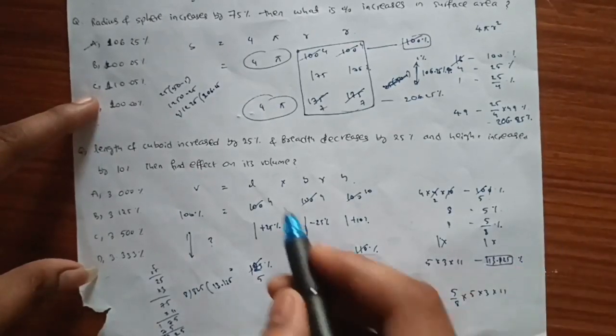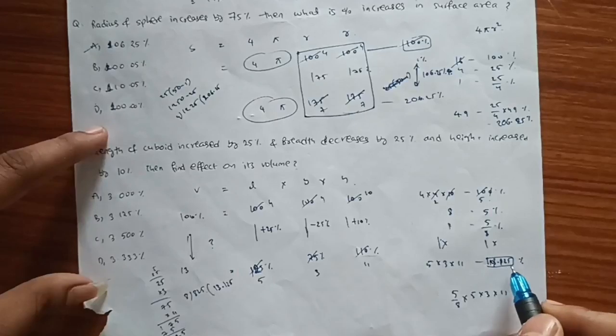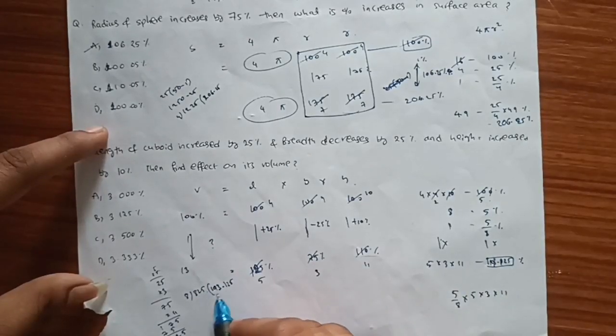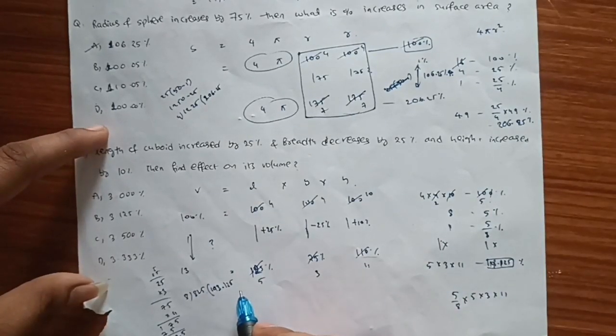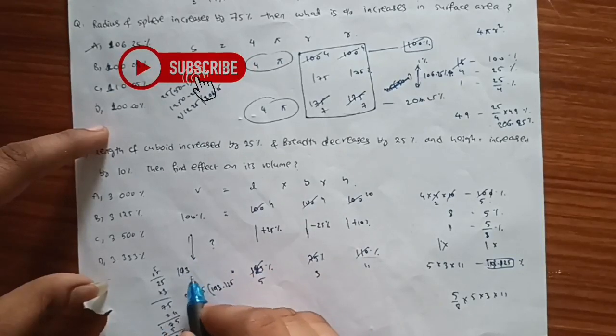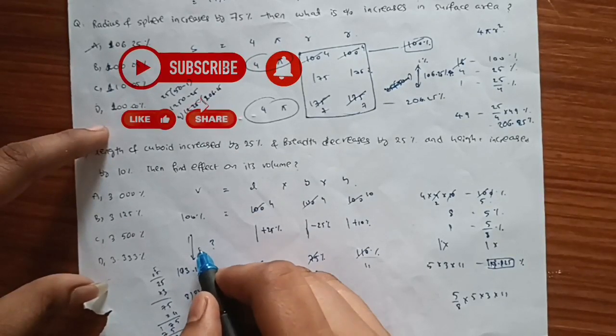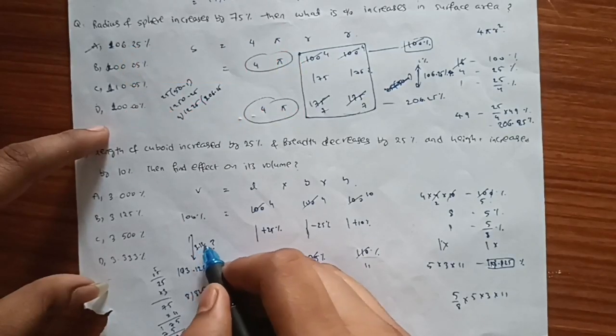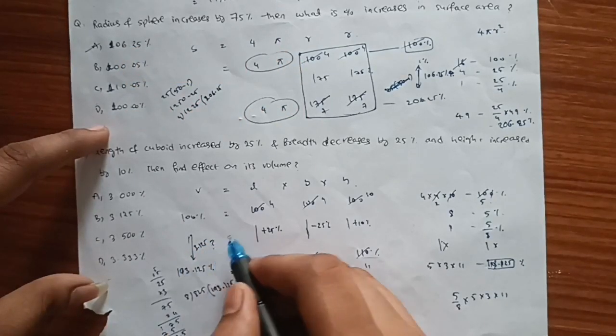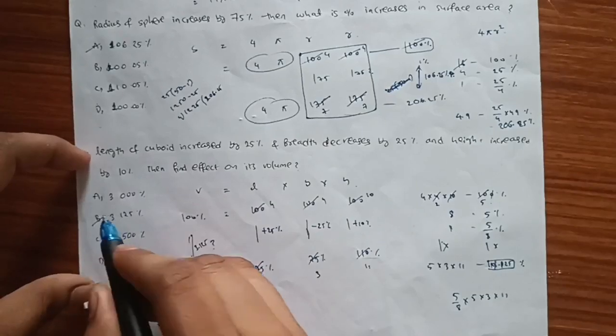So it is 103.125%. The difference of this is 3.125% in increased terms, which is equal to option B.